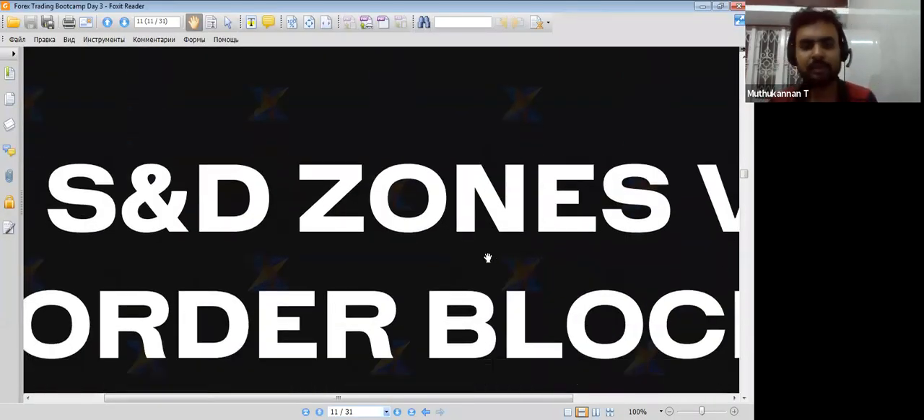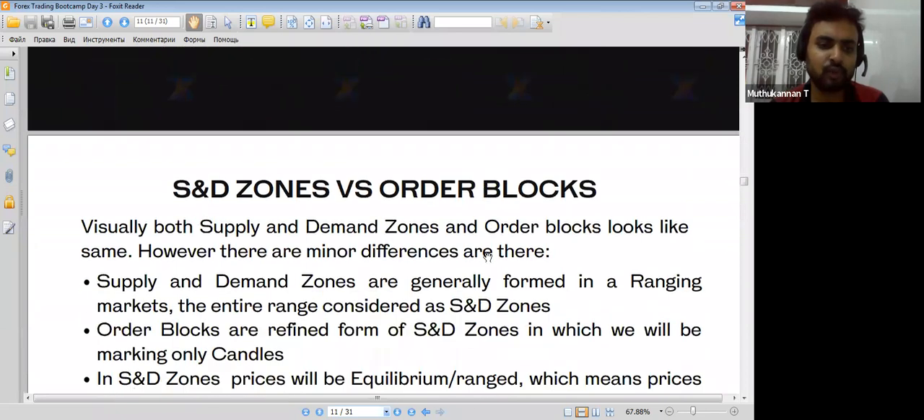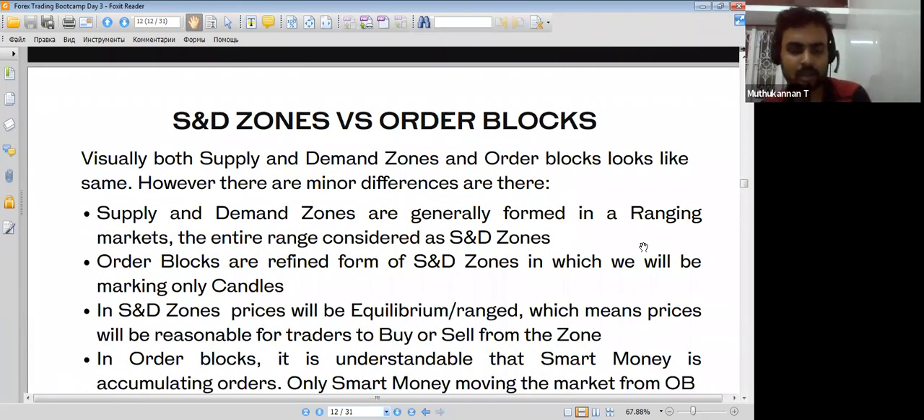Now, the difference between S&D and order blocks. What are S&D zones and order blocks? What is the difference? Visually, both supply and demand zones and order blocks look the same. However, there is a minor difference. Supply and demand zones are generally formed in ranging markets, so it will be like the entire range, whereas an order block is the most refined form of supply and demand zones. However, logic-wise, both are different.